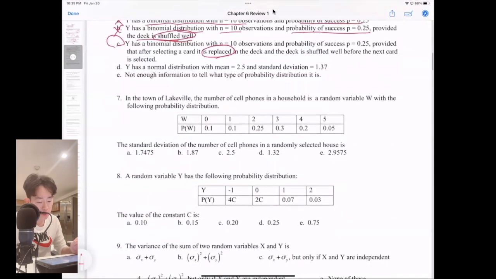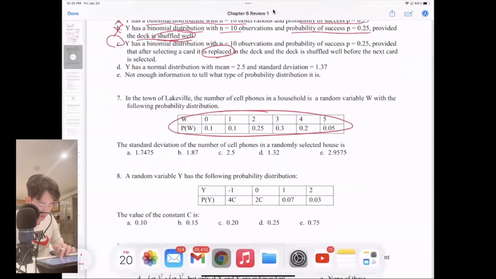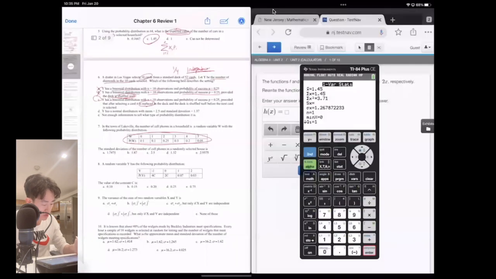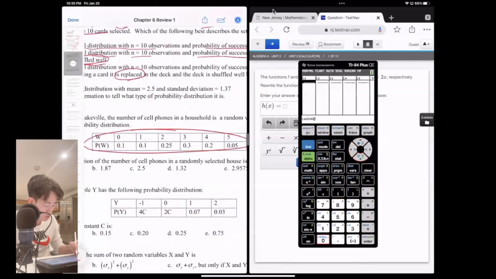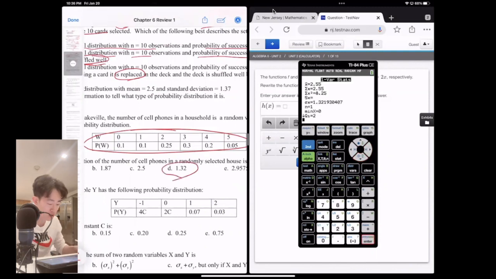Number 7, in the town of Lakeville, we have a table again. The standard deviation looks like it's back to our calculators again. So I'm going to use that, and I'm going to clear this list because I don't need this anymore. Oh, I should have probably saved that. Same exact thing, and then it's 0.1, 0.1, 0.25, 0.3, 0.2, and 0.05. All right, so one-var stats, same thing. And it seems to me the standard deviation is 1.32. Standard deviation is the sigma.